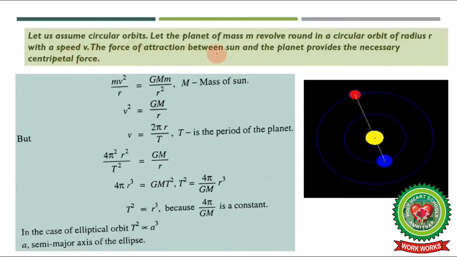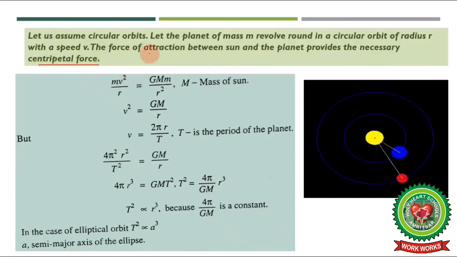The force of attraction between sun and the planet, this is sun and these two are planets. The time period of the planet which is nearer to the sun is less as compared to the time period of the planet which is away from the sun. So the force of attraction between sun and the planet provides the necessary centripetal force.